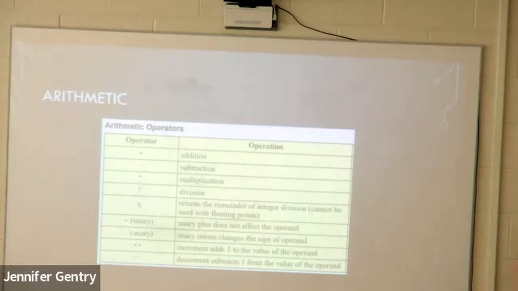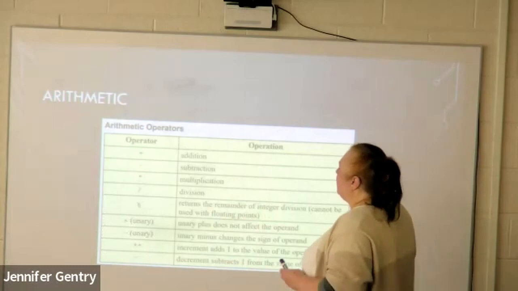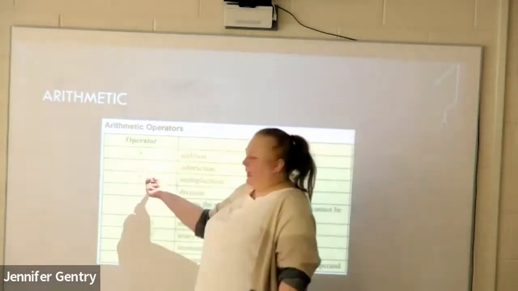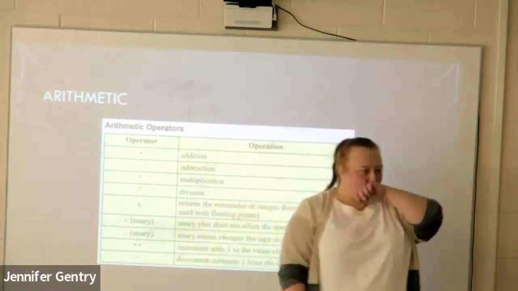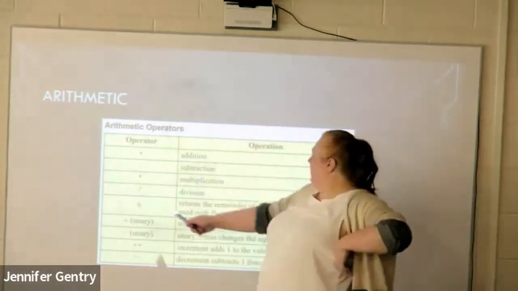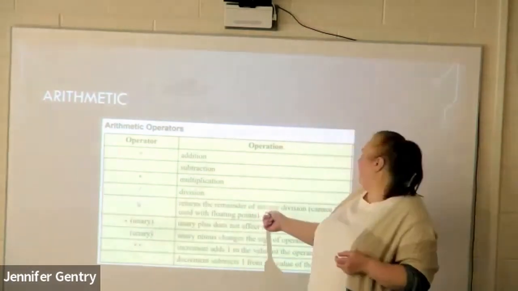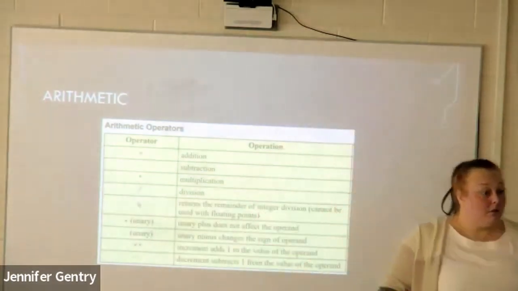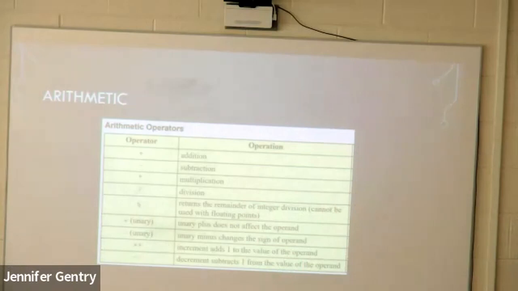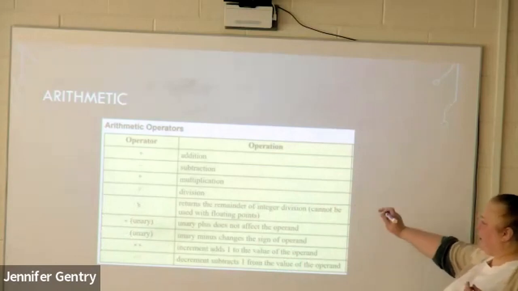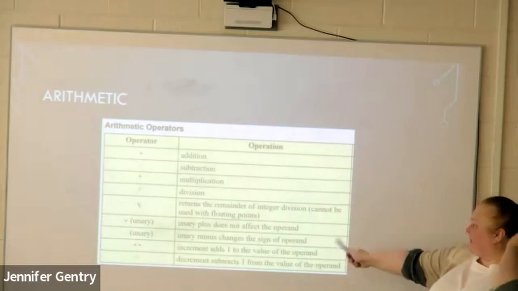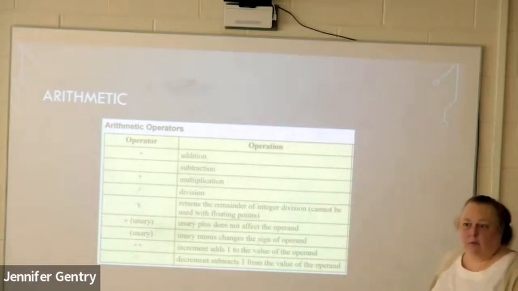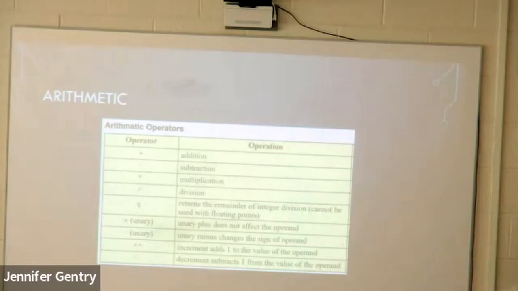Add, subtract, multiply, divide. Plus, minus, asterisk or star for multiply, and the divide symbol. We also have the percent sign, which gives you the remainder on a division as an integer. A single plus sign and a minus sign are the sign of the number. A double plus adds one and a double minus subtracts one. Again, these tables are in those handouts.